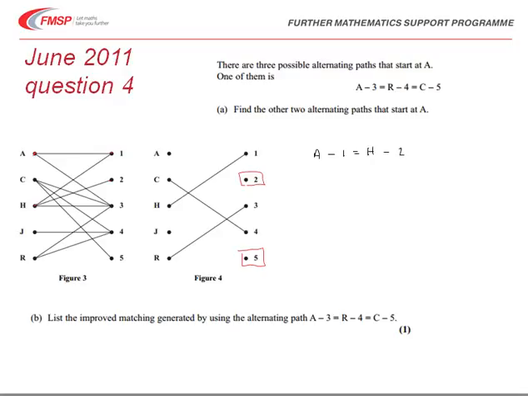Then looking again, starting at A, we could go from A to 1 to H, which could be matched with 3, but 3 is currently done by R, but R could go to 4, which is then matched with C, and finally C links up with 5.